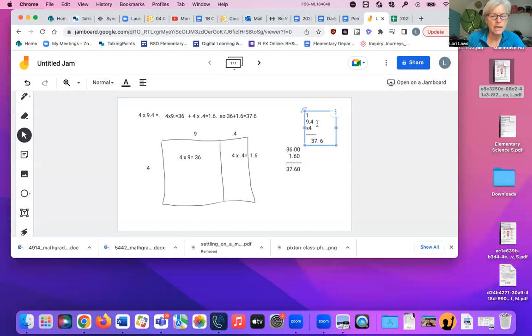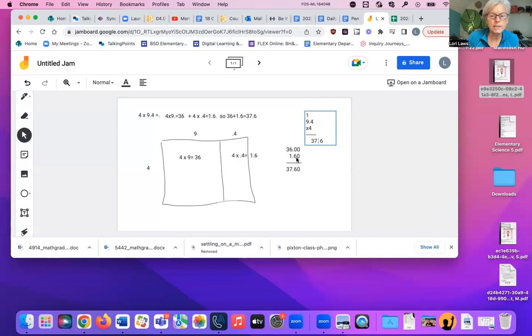Hey, wait a minute. We did that over here too, didn't we? What is 0.4 times 4? Well, that's 1.6. Now I need to add the 36 with the 1.6. And to add that up, I need to be really careful that I line these up with the decimals right above each other. So even though 36 doesn't have these zeros on it, I can add them there just to help me line the numbers up.